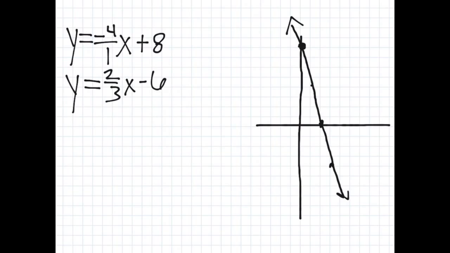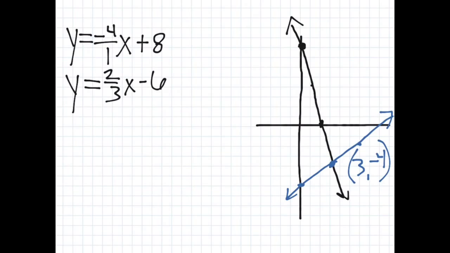The second one, you're going to go down 6 to find your point. Then you're going to go up 2 over 3. Up 2 over 3. Oh, look, there they cross. And there's your line. And there you can tell that your point is going to be 3, negative 4.